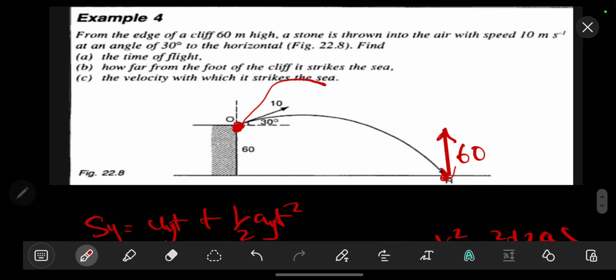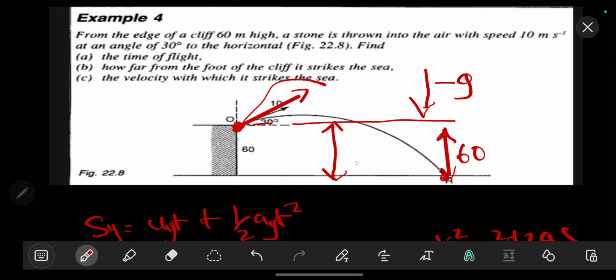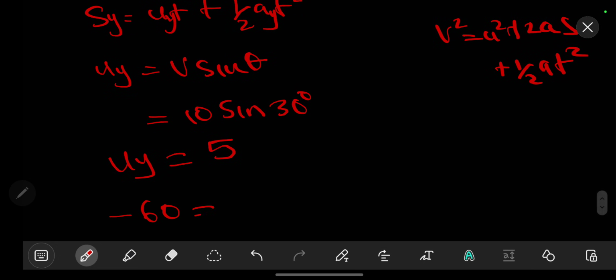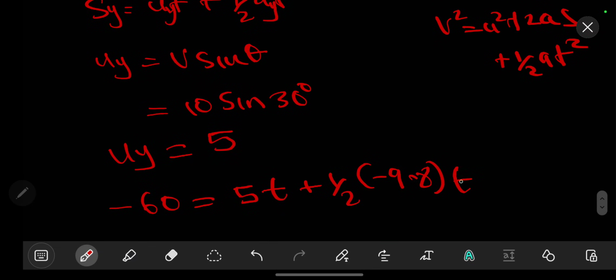So now be very careful. It is going up like that, meaning whatever is pushing down is negative. So gravity is negative, therefore even the height below the initial throwing point shall be equal to negative 60, because it's below. Whatever is down is below. So we are going to say our negative 60 should be equal to our uy, which is 5, times t, plus half, then gravity is negative 9.8, then we have our time squared like that.